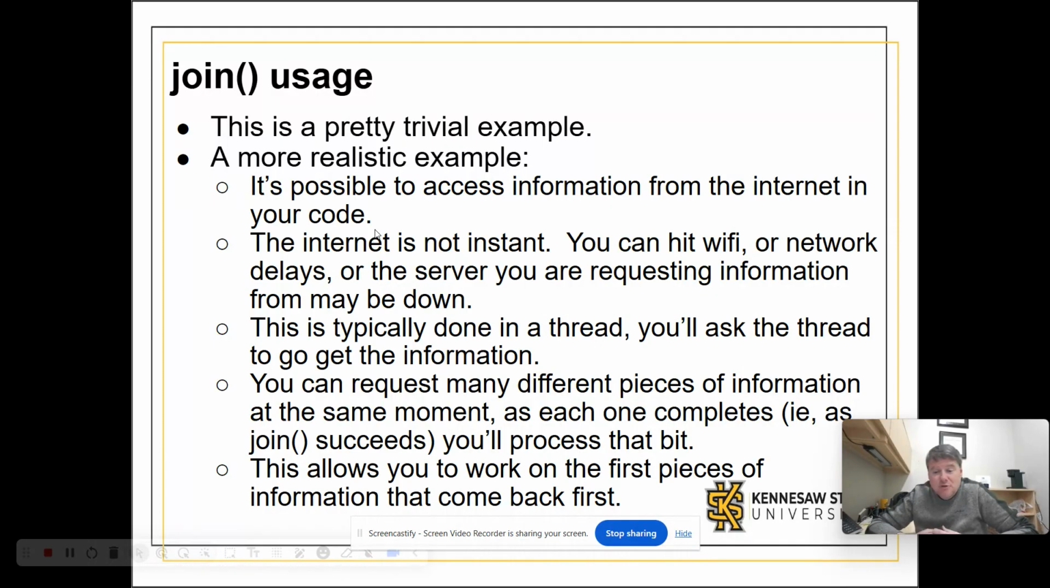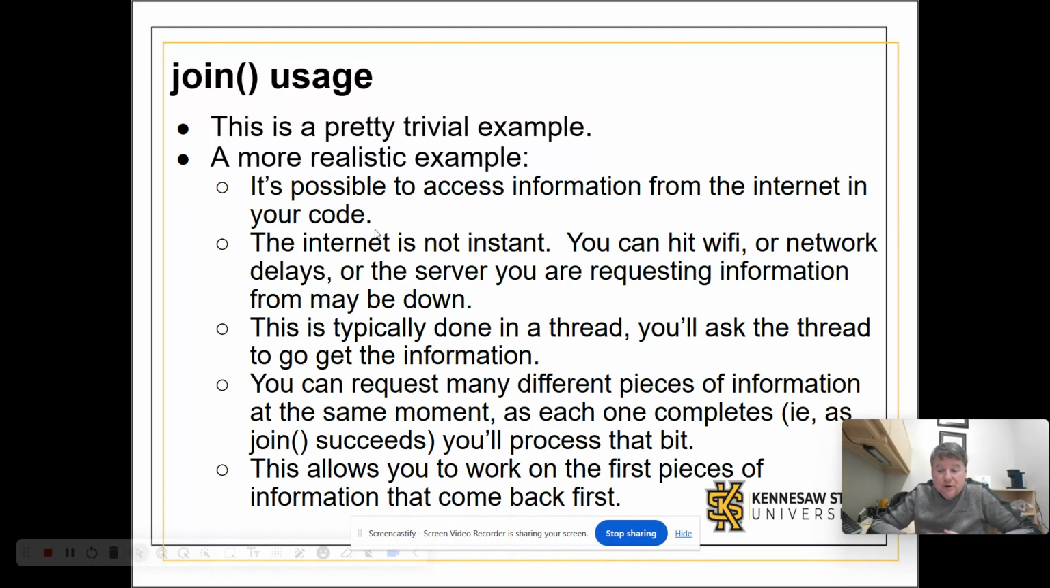So typically, anytime you ask for something like data from the internet, you're actually going to do that inside of a thread. And that thread is going to run and it's going to wait until it gets the answer back. So effectively, what you're going to do is you're going to say, go to the internet and get me this information. And then you're going to say join to wait for that thread to come back. So you can ask for many pieces of information simultaneously in separate threads, and then you just have a whole bunch of joins that are waiting for them to come back.